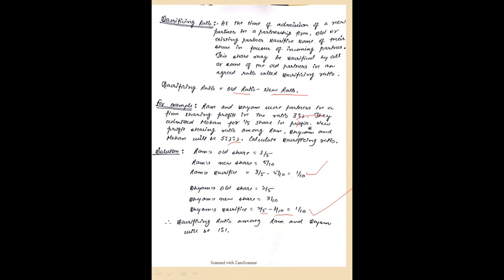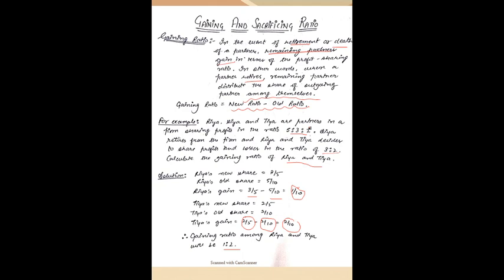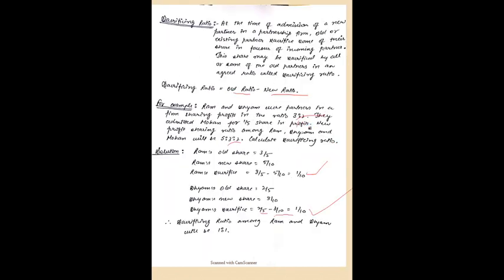So basically what we have learned through this video is what is gaining ratio and what is sacrificing ratio, right? We have learned how gaining and sacrificing ratio is used in the different scenarios. Like sacrificing ratio is used in the case of admission of a new partner. In the case of retirement or death, the gaining ratio is used. And how we have to calculate the gaining ratio? Gaining ratio is calculated as new ratio minus old ratio, and sacrificing ratio is calculated as old ratio minus new ratio. I hope it is clear.